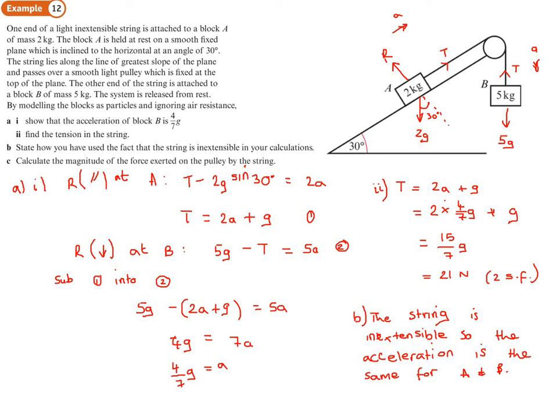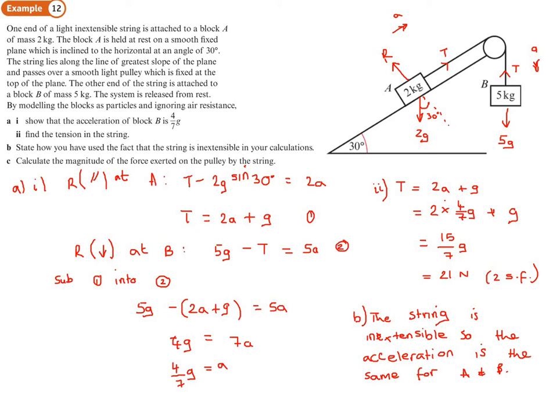Now, part C, if you just read it, it says, calculate the magnitude of the force exerted on the pulley by the string. So the force exerted on the pulley by the string is basically the resultant of the two tensions. So the magnitudes are the same because they're both going to be 15 over 7g or 21 newtons. So the line of the resultant force, or the line of action of the resultant force, is basically going to bisect the two tension lines.